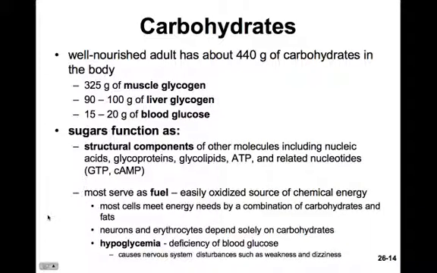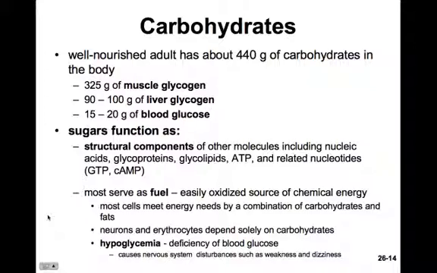Let's first look at carbohydrates because they are the most prevalent nutrient. A well-nourished adult has about 440 grams of carbohydrate actually in their body at any given moment. Most of that is in muscle glycogen. The next largest portion is found in the liver glycogen, and then 15 to 20 grams of it, a very small portion, will be found in blood glucose.